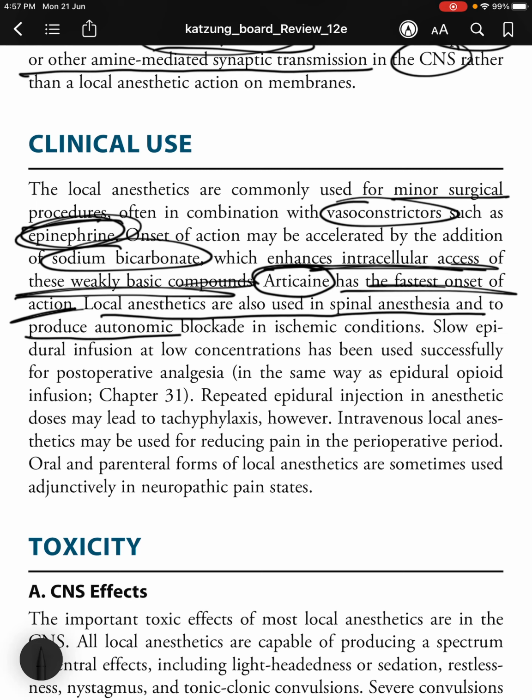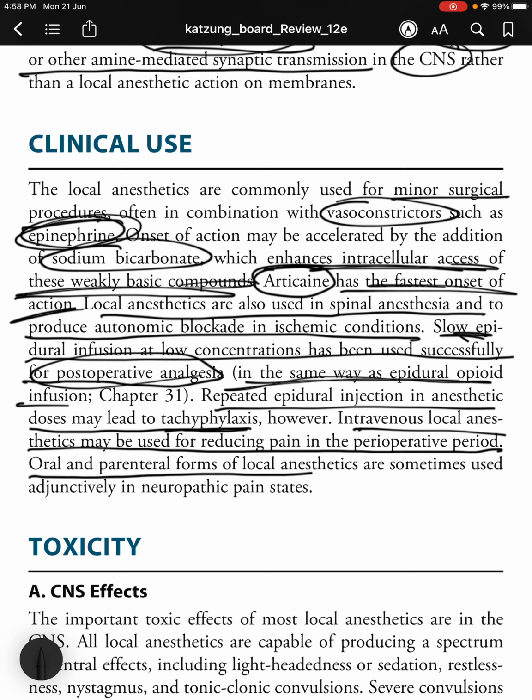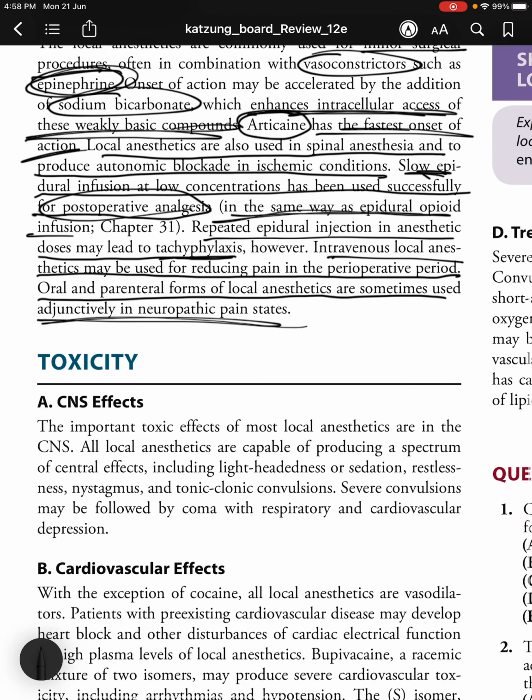Local anesthetics are also used in spinal anesthesia and to produce autonomic blockade in ischemic conditions. Slow epidural infusion at low concentrations has been used successfully for post-op analgesia in the same way as epidural opioid infusion. Repeated epidural injection in anesthetic doses may lead to tachyphylaxis, however. Intravenous local anesthetics may be used for reducing pain in the perioperative period, and oral and parenteral forms of local anesthetics are sometimes used adjunctively in neuropathic pain states.